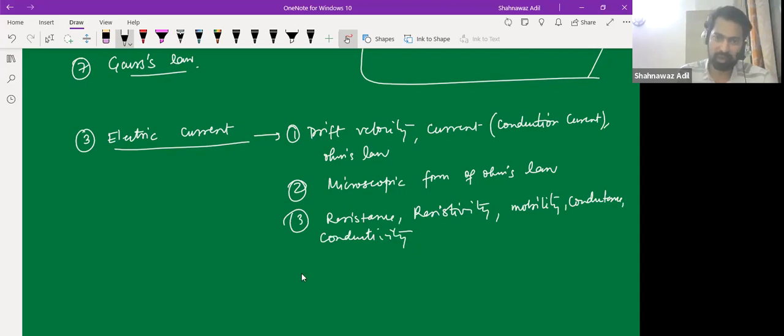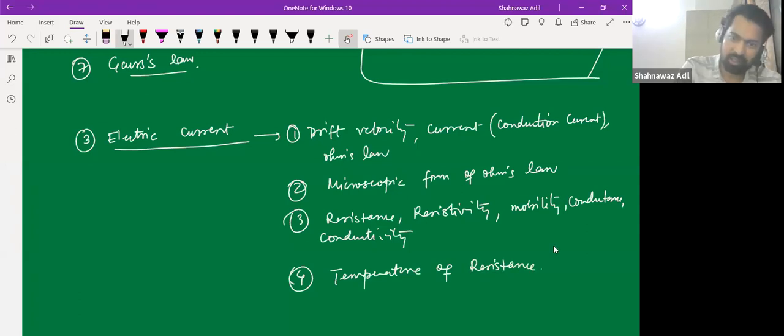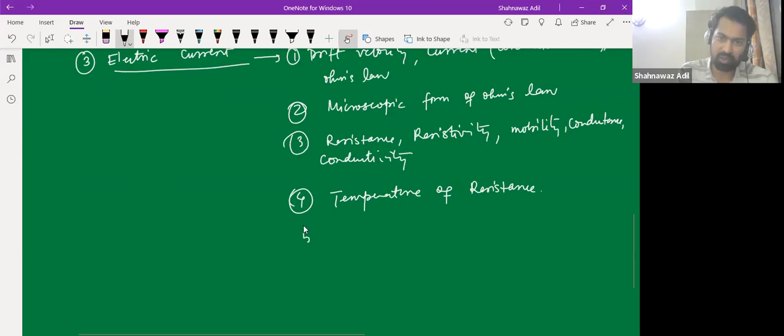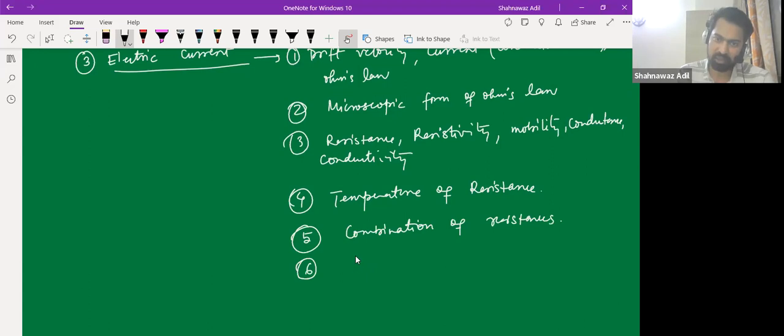And then we talked about this. So after that, we talked about temperature dependence of resistance, and then the combination of resistances, and then the EMF of a cell, and then their combination.